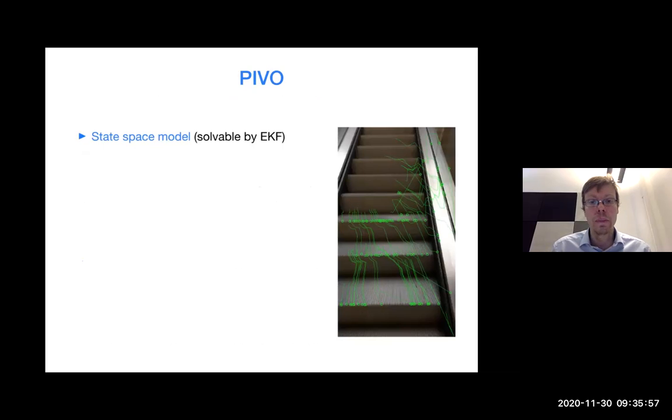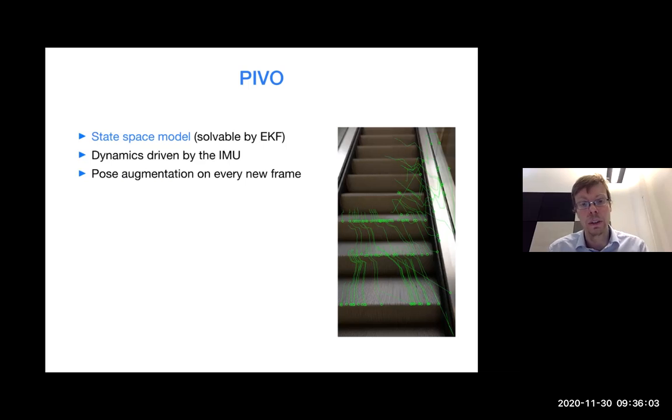So the approach is based on a state space model, which is solved by an extended Kalman filter, and the dynamics are driven by the inertial measurement unit signals. So we do pose augmentation on every new frame. So this works in an online fashion. So we have all the time the current estimate, and it is based on the information that we have seen so far.